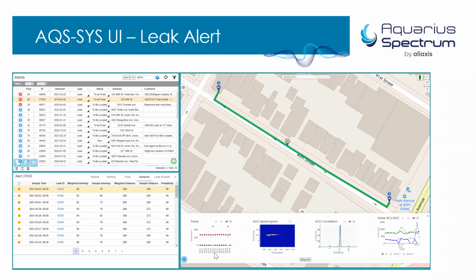So the first tool here will show basically the trend of all the correlations that were done. You see in the x-axis, you have all the correlations that are done day after day, right?